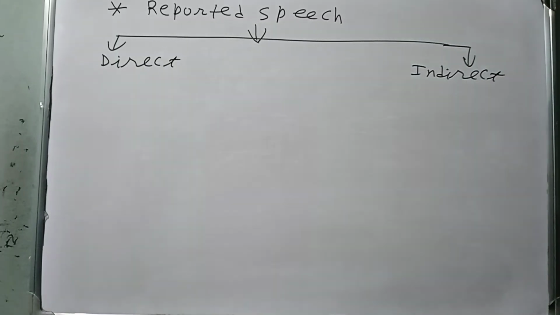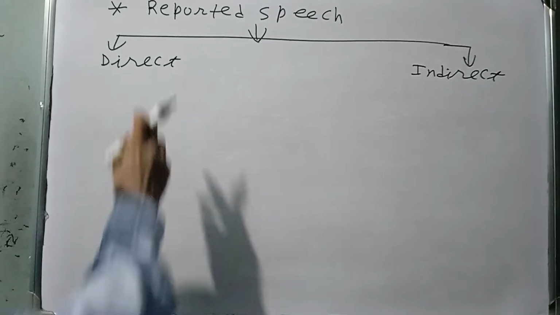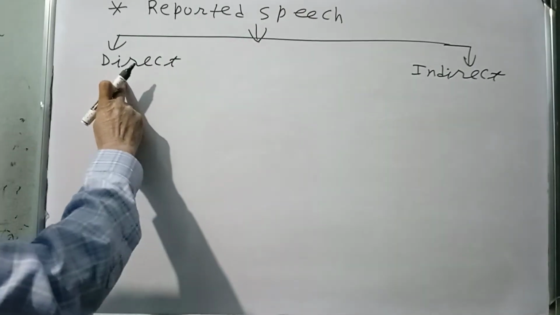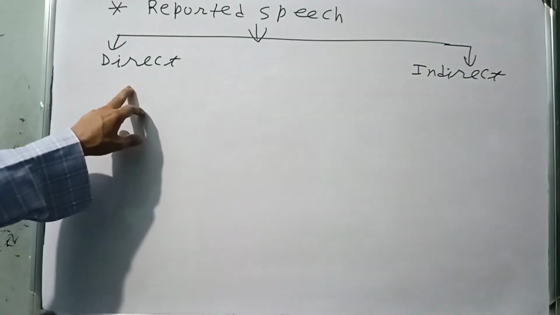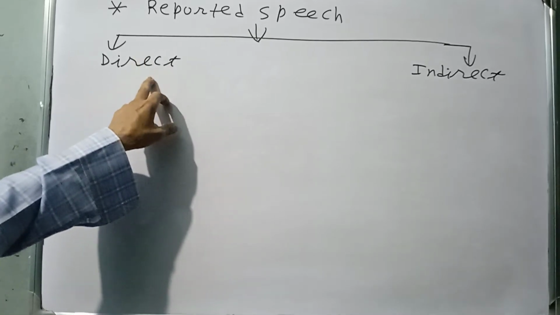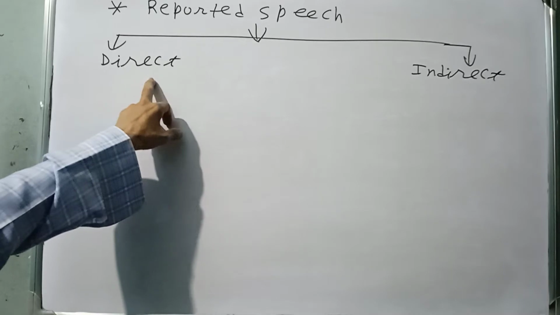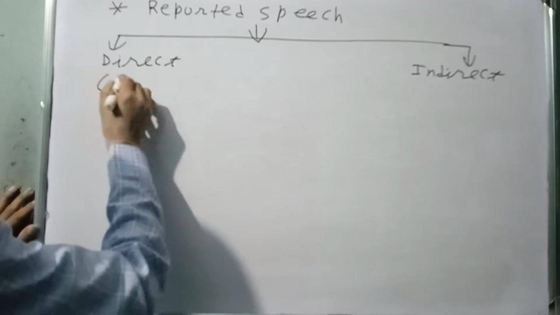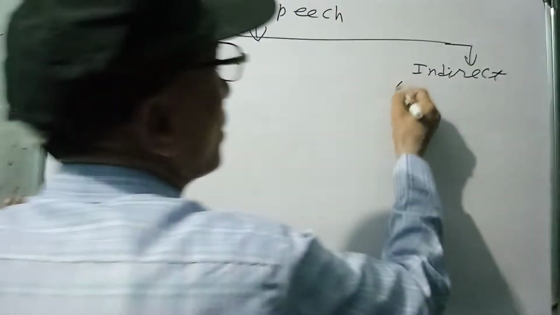Today's topic is reported speech, types of sentences, general and smart rules to change direct speech into indirect speech. First thing, since you are learning smart rules, not long, without wasting time: reported speech, direct and indirect speech. Direct means same as the speaker, whatever the speaker says, without changing any words. You have to write the same.